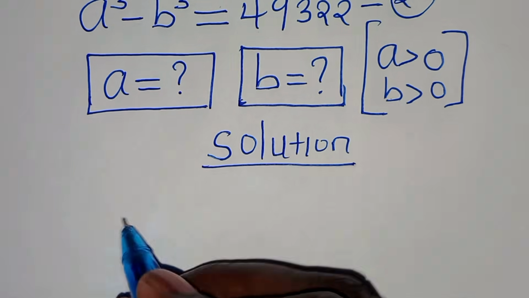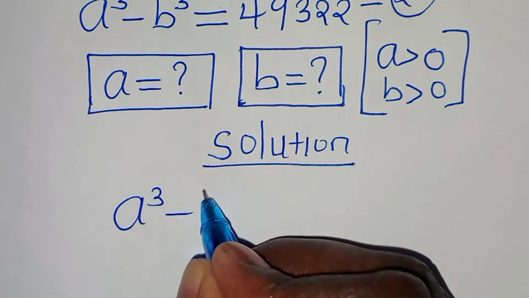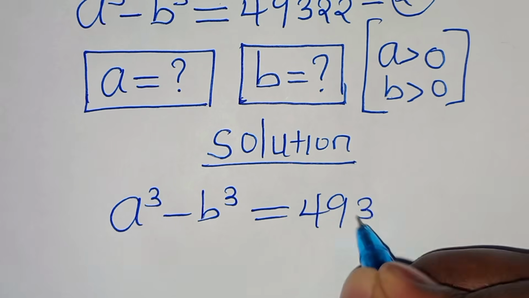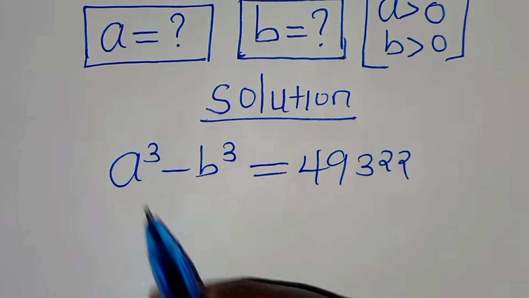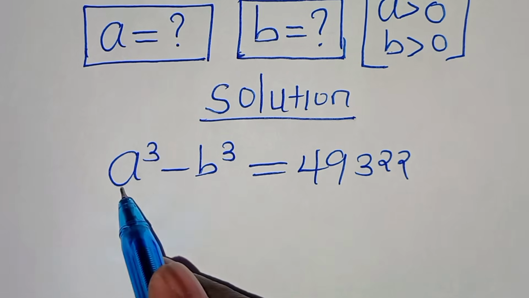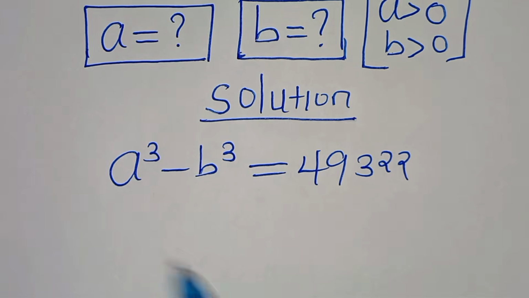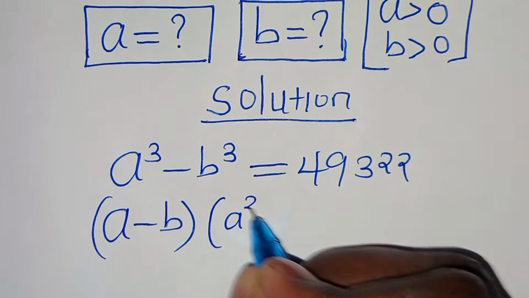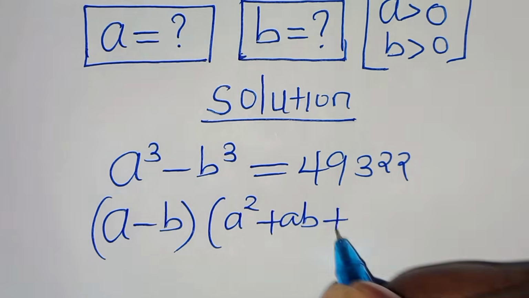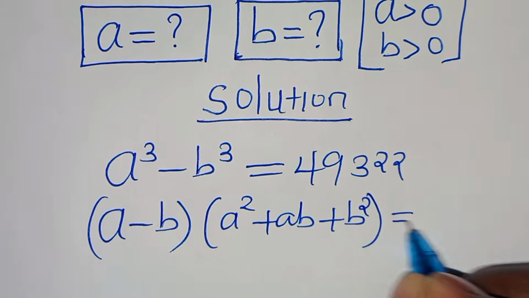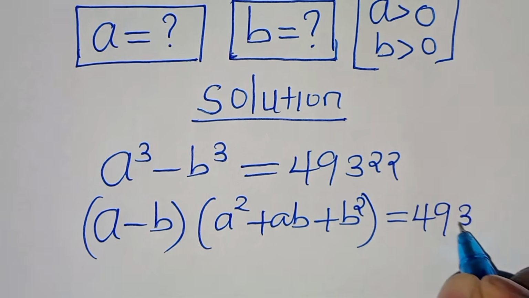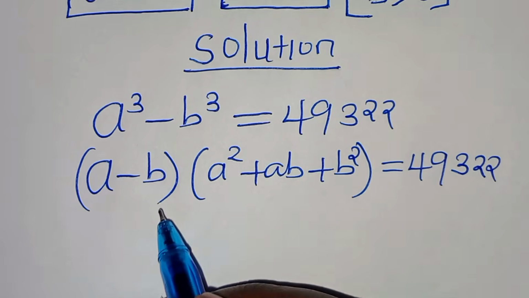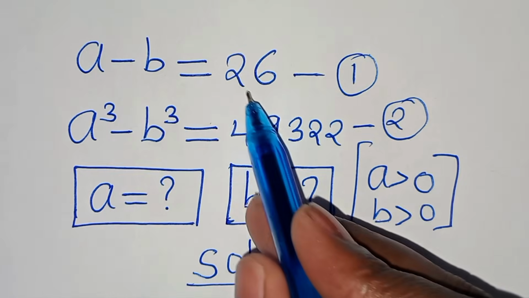Now from equation 2, a to the power of 3 minus b to the power of 3 is equal to 49,322. This is the difference of two cubes that we can express as a minus b times a squared plus ab plus b to the power of 2, which is equal to 49,322. So a minus b is equal to 26, which is equation 1.